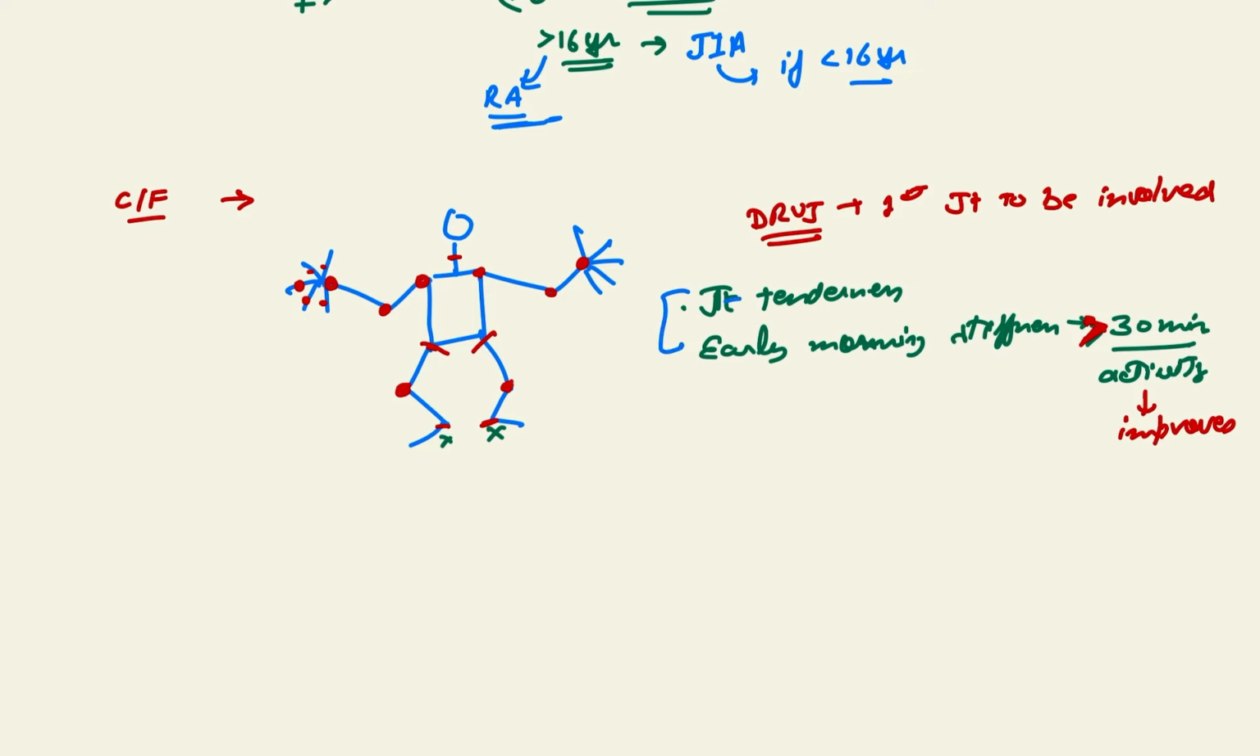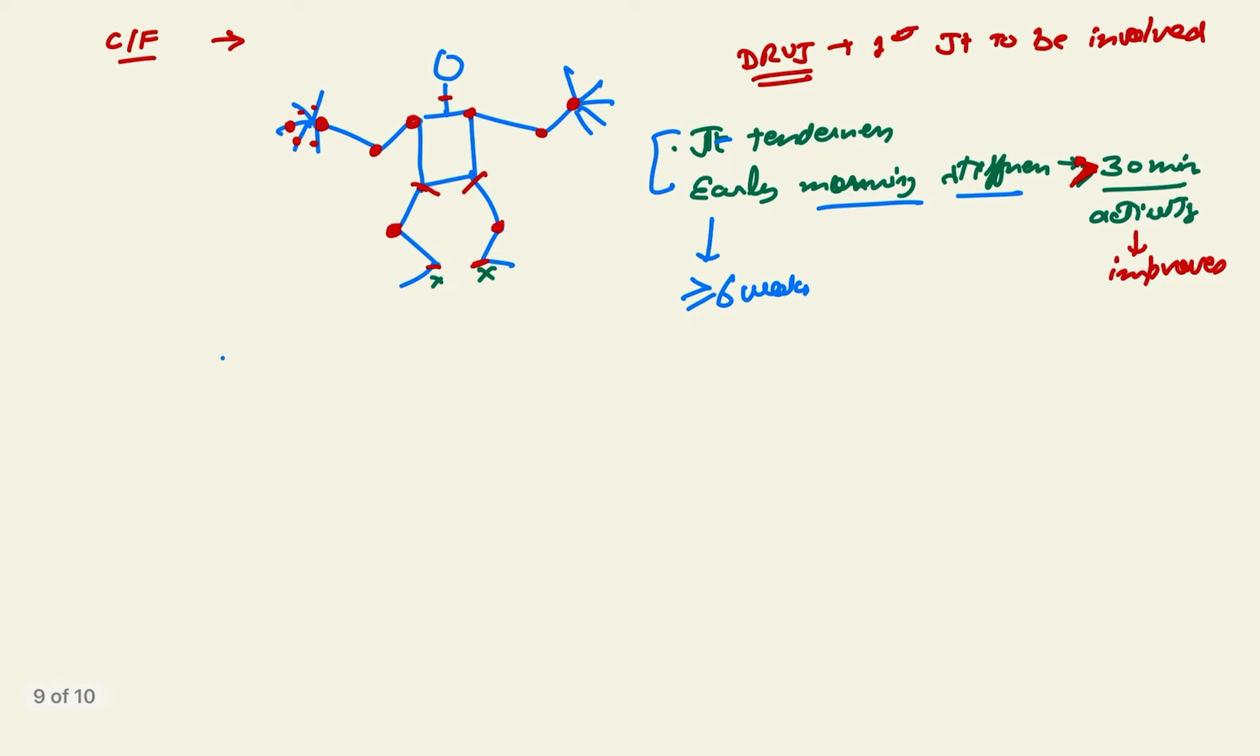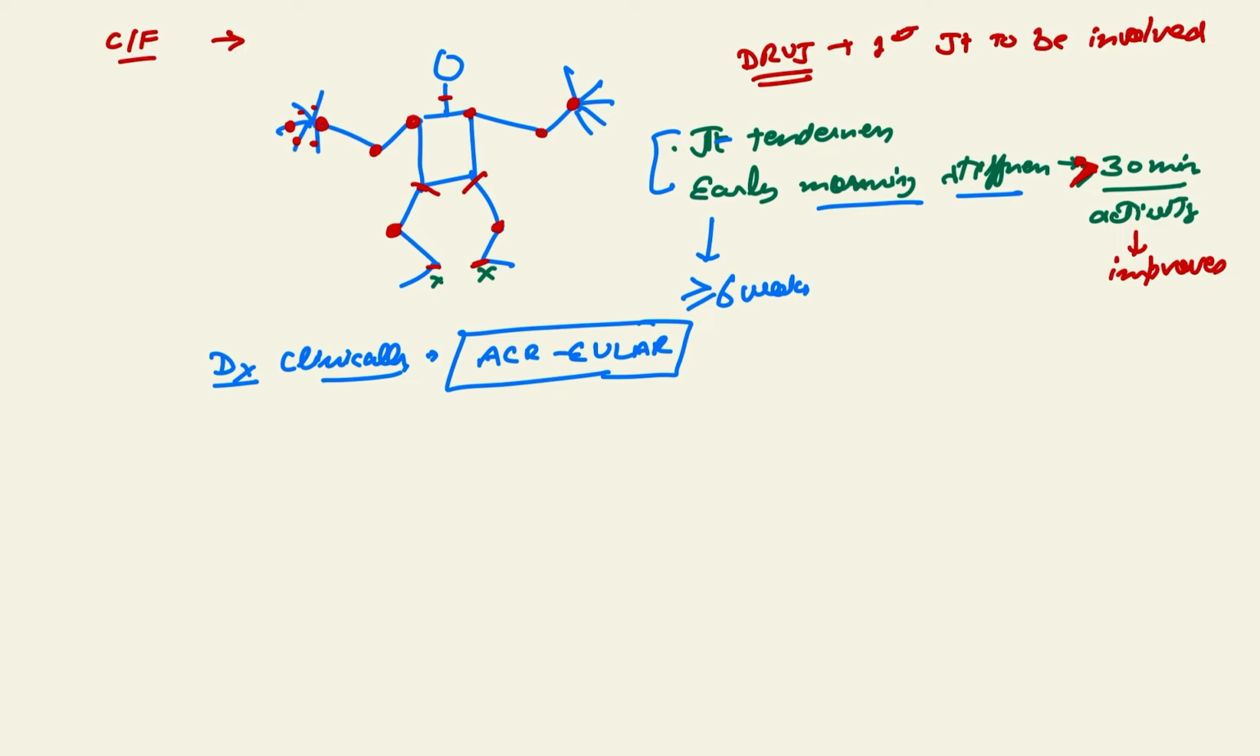If the patient complains of joint tenderness and there is early morning stiffness, that too should be for 6 weeks or more to make the diagnosis. Now, to make the diagnosis clinically of rheumatoid arthritis, the ACR-EULAR criteria is used. The ACR stands for American College of Rheumatology, and the European League Against Rheumatism has devised a scale to label the rheumatoid arthritis or not.